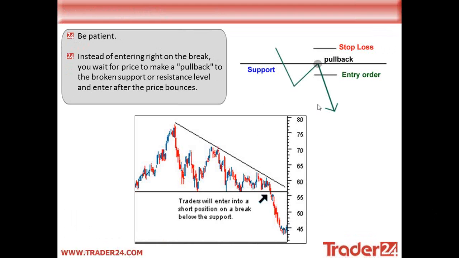All right, just something to talk about here on the pullback. You would probably place your stop loss just a little bit above the support level if you're going to short, just in case that particular trade does come back and right itself within that support level.